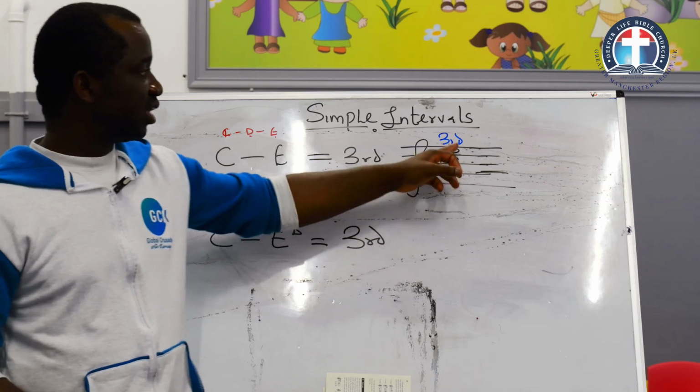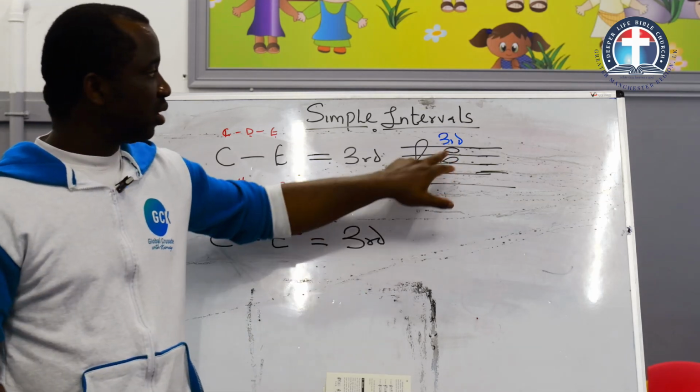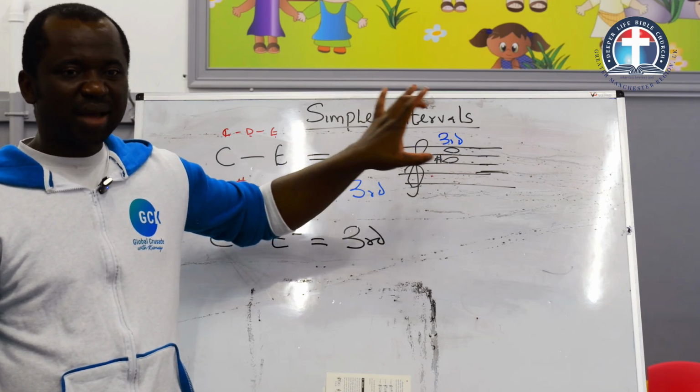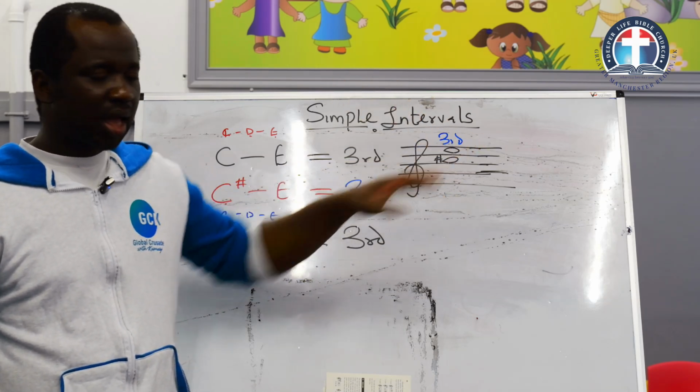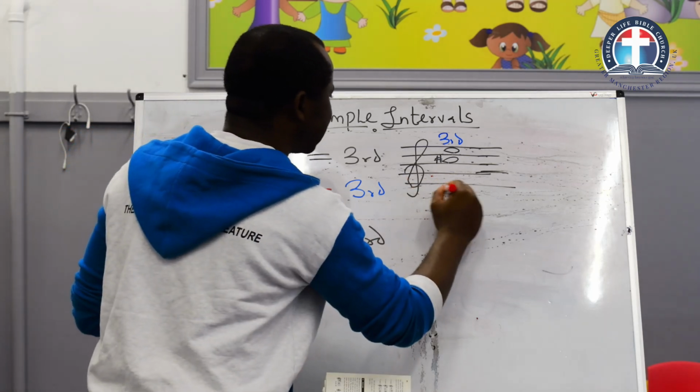And because I wrote it like this, you see, when you write notes on top of each other, it means these notes are played together at the same time. So that's harmonic. Sometimes you may be given a harmonic structure like this, it's still the same thing, it's a third.